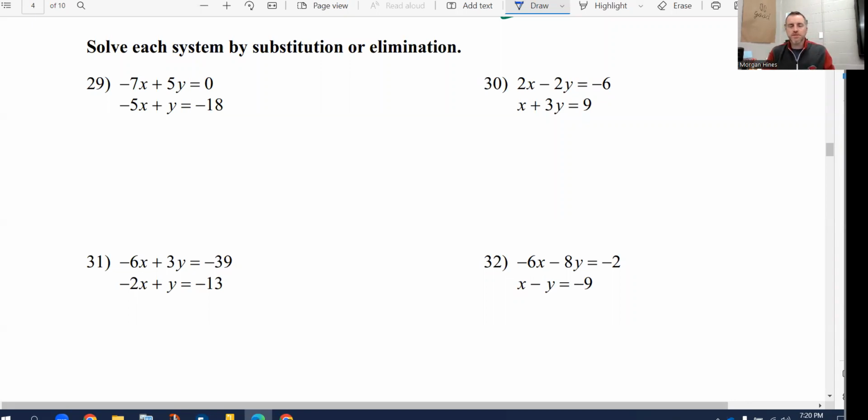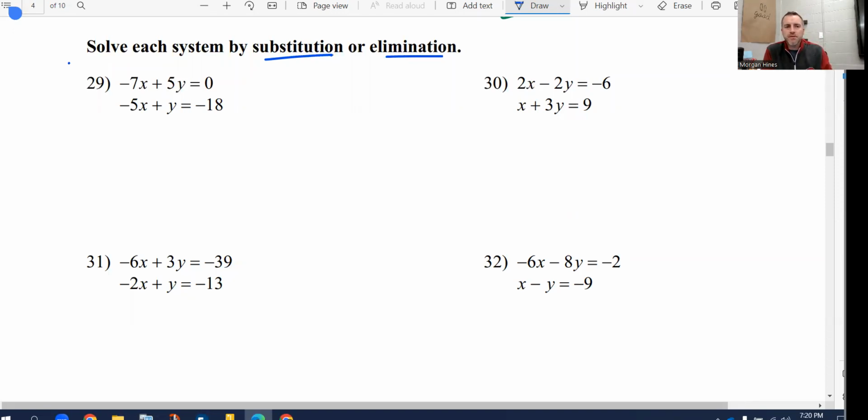These are linear systems, meaning there's no exponents in sight, just everything to the power of 1. We have two equations and two unknown values. You have to have those two equations to solve for two things that you don't know. And then I'm giving you the option of picking which way you solve it. But some will be easier to solve by substitution, some by elimination.